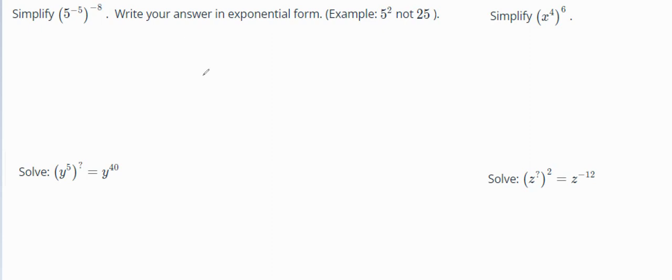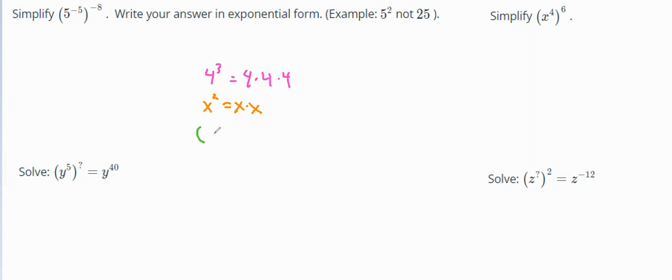So we're going to be looking at the power to power rule. And as a quick reminder, if we said, hey, what's 4 to the third power? That means 4 times 4 times 4. The exponent is telling us how many times we're multiplying the base by itself. Or if we just had x squared, that would be x times x.